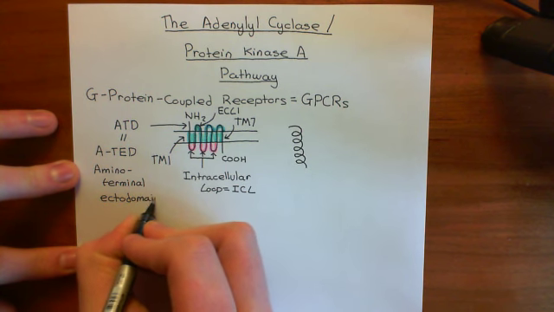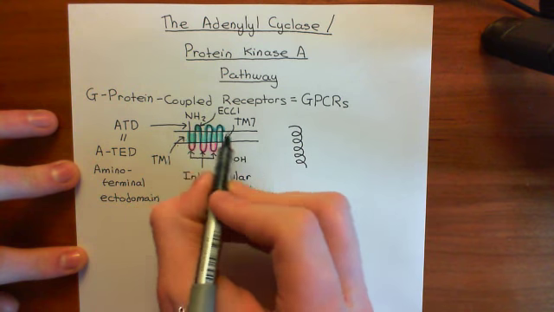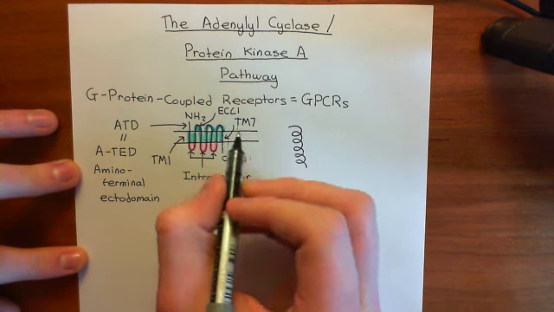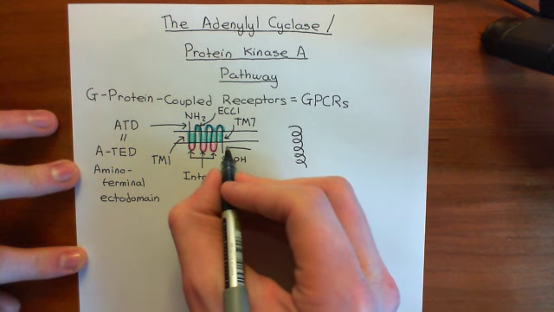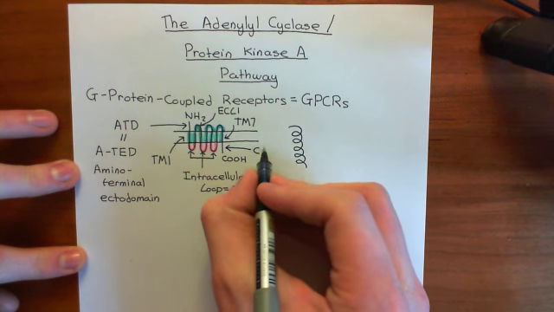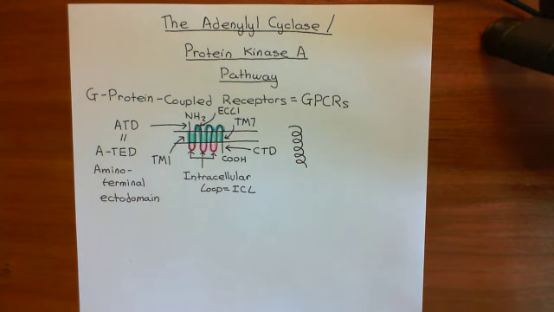Ecto means on the outside, so this is a domain that's on the outside of the cell membrane, basically. And then this portion will be called the carboxylic acid terminal domain, or the C-terminal domain, CTD for short. Right, so those are the different portions of G-protein coupled receptors.